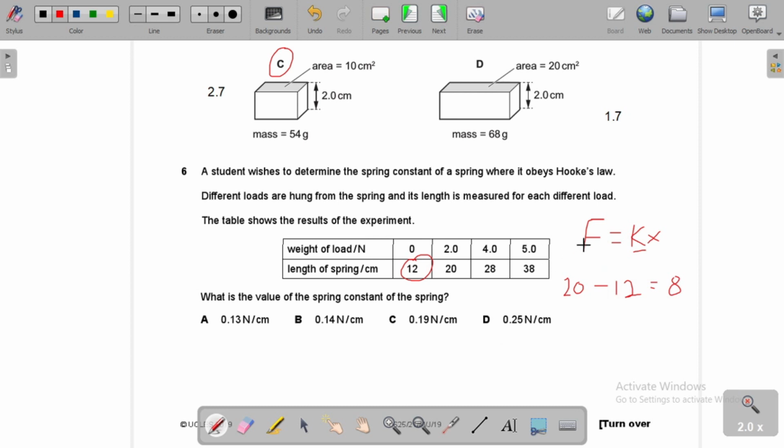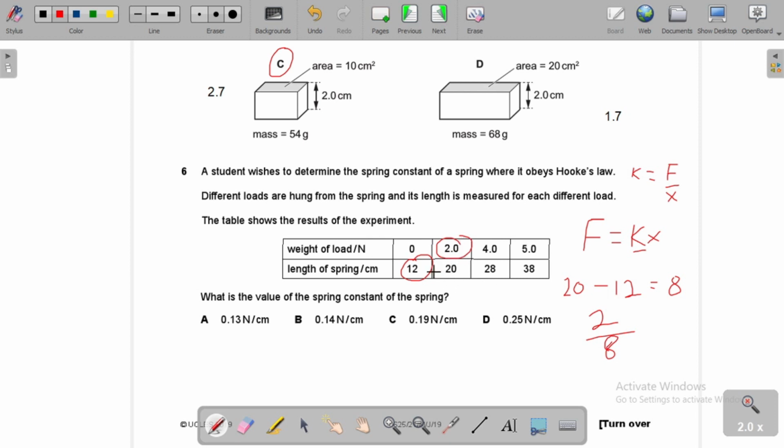Okay, the student wants to determine the constant. This constant K is equal to the force divided by the extension. Now the force here is 2 newtons and the extension is 8. So force divided by extension will be 2 divided by 8.